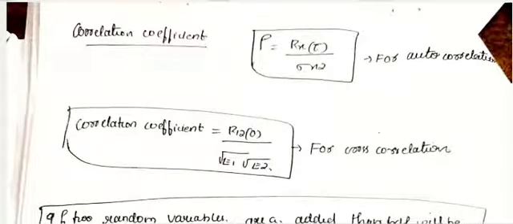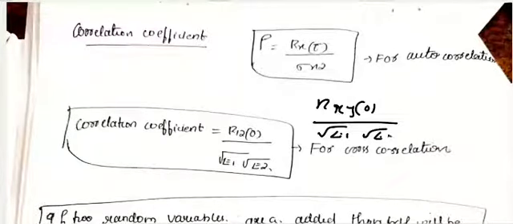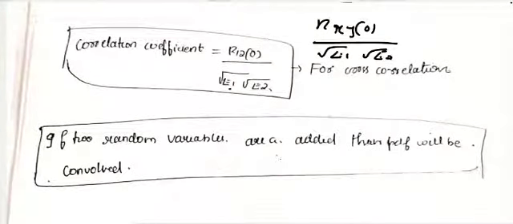Now comes the correlation coefficient. We have already derived it for autocorrelation: rho is equal to R x of tau divided by sigma x square. But for cross correlation, R12 is equal to R x y of 0 divided by root of E1 into root of E2, that is, the energy of signal 1 and the energy of signal 2. So that is the correlation coefficient. In case of cross correlation, I repeat, R x y of 0 divided by root E x into root E y. That is the formula.